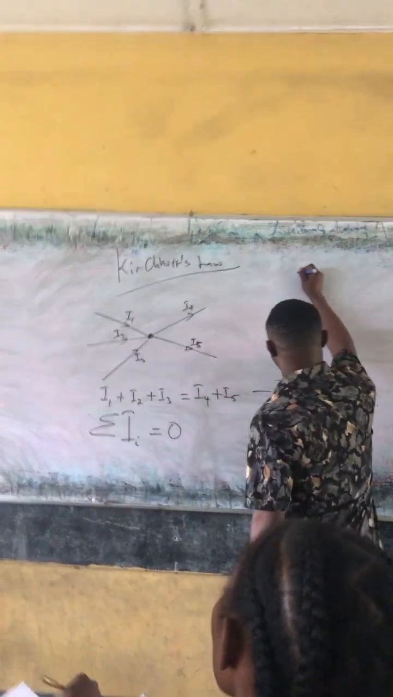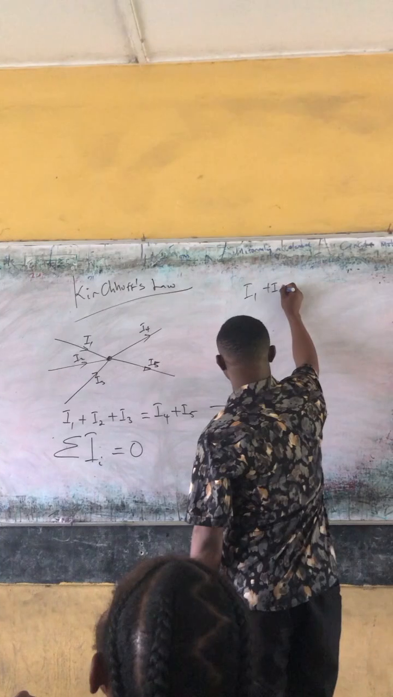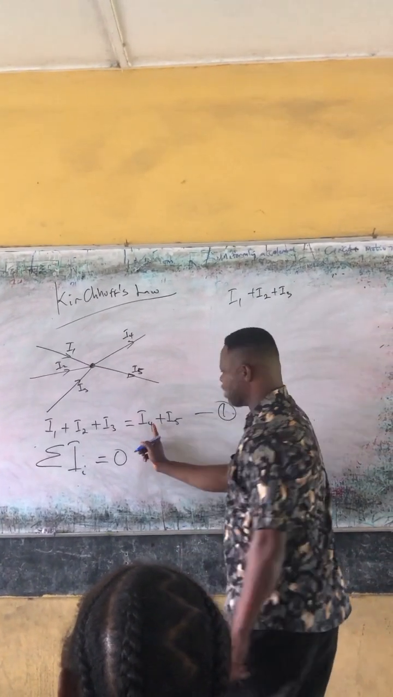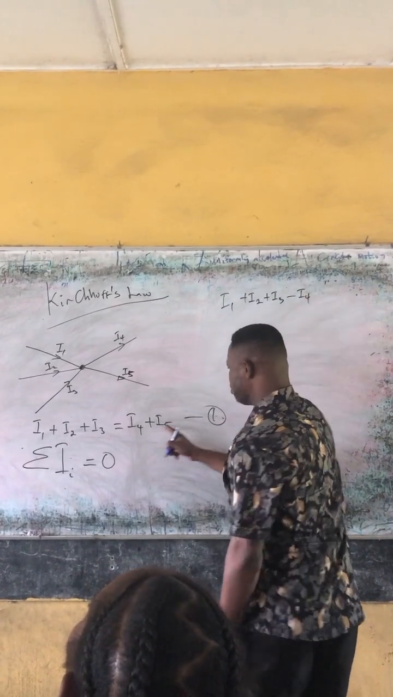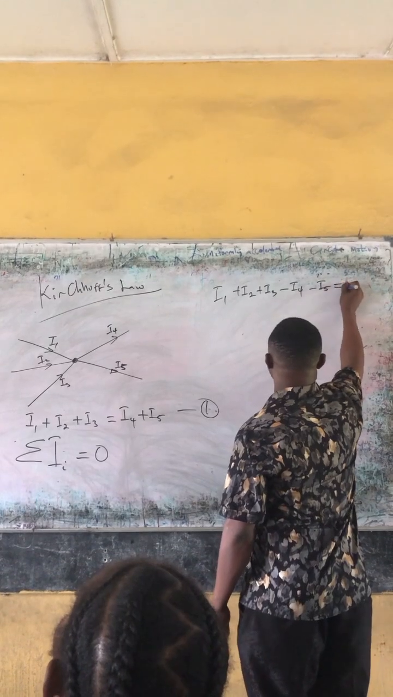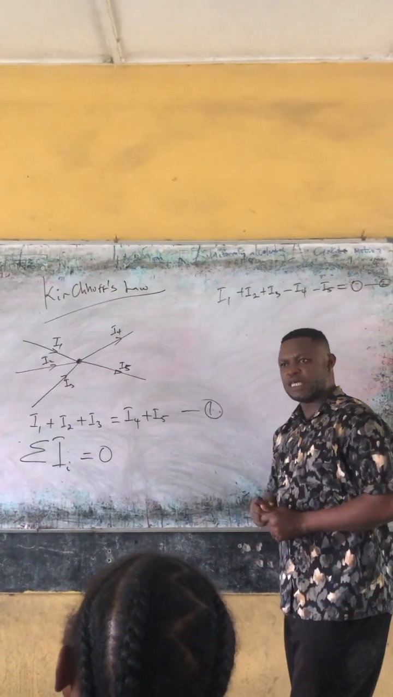I1 plus I2 plus I3. Now when I transfer I4 to that side, it becomes minus I4. Transfer this one to that side, it becomes minus I5. And this must equal 0. Equation 2. Equation 1 and equation 2 are the same thing as Kirchhoff's law.